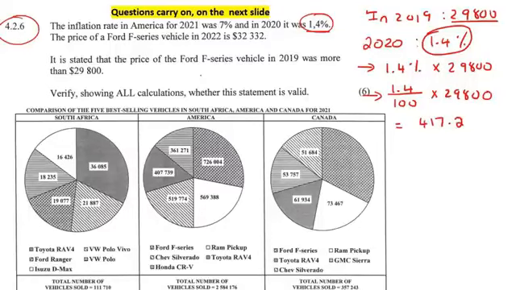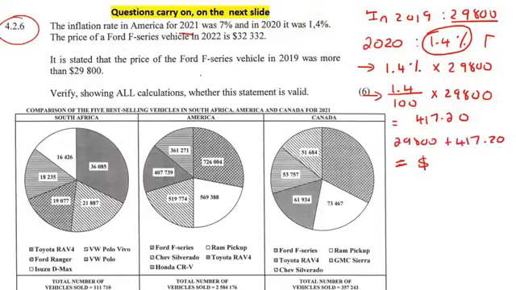417.2. So then you need to add that onto that amount over there. And that's going to give you 30,217.20. Now that's what the car would be worth in 2021.